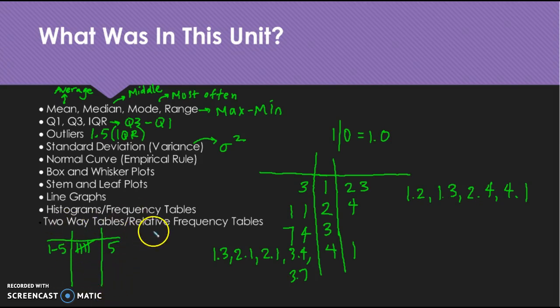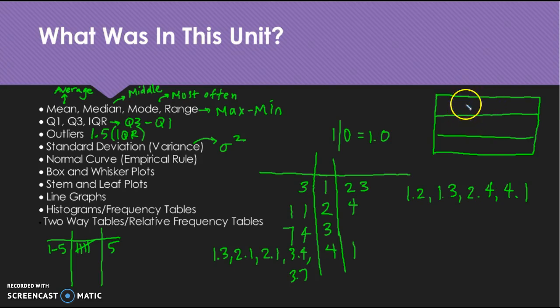We also looked at two-way tables and relative frequency tables, which the two-way tables are when you have data going two different ways. So the one that we looked at, or one of the ones we looked at, was having a cell phone and not having a cell phone, MP3 and not having an MP3 player. And you always have to add in your totals. If it's not there for you, go ahead and make another column and row, but you need the totals.